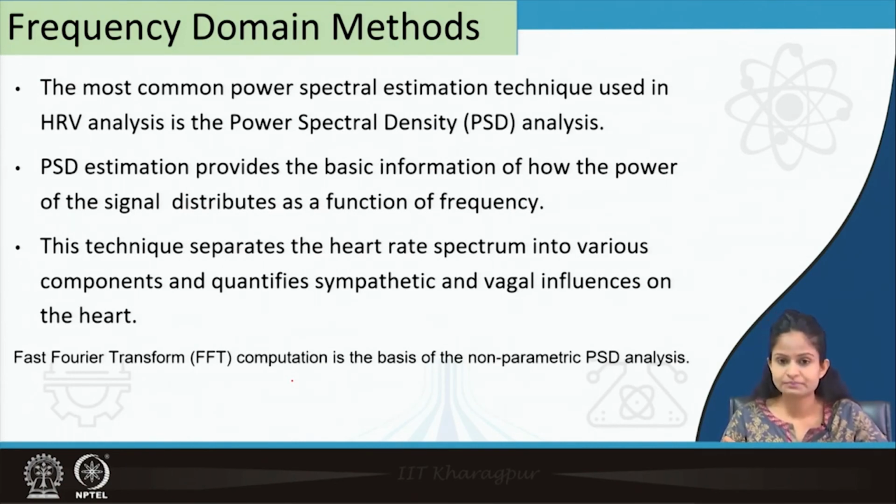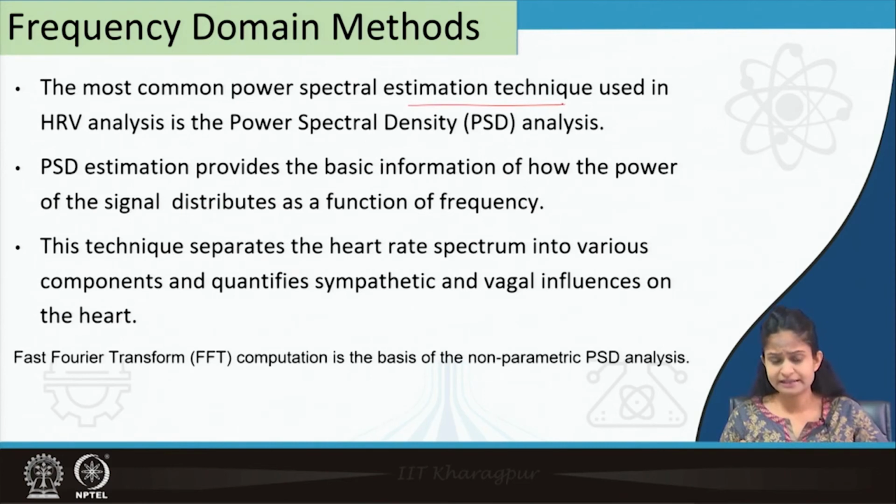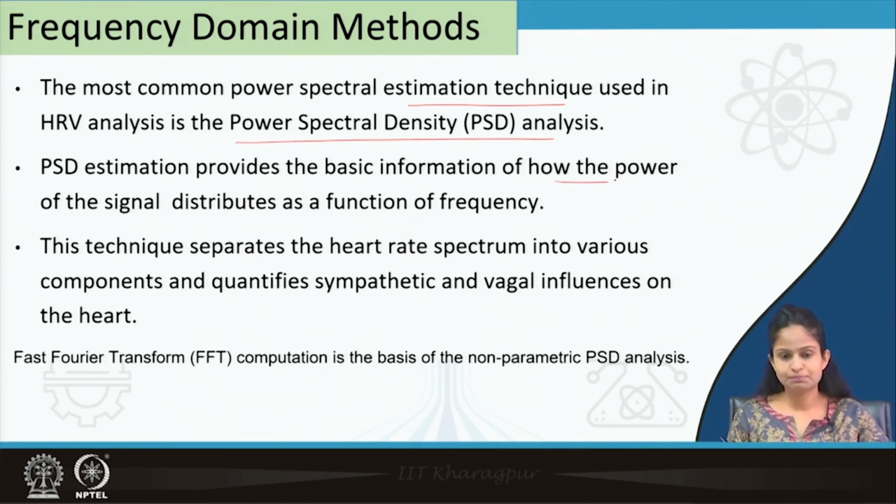Now, the frequency domain methods. The most common power spectral estimation of HRV analysis is the frequency domain analysis, or power spectral density analysis, which is mainly dependent on the fast Fourier transform algorithm. Power spectral density estimates provide the basic information of how the power of the signal is distributed as a function of frequency.